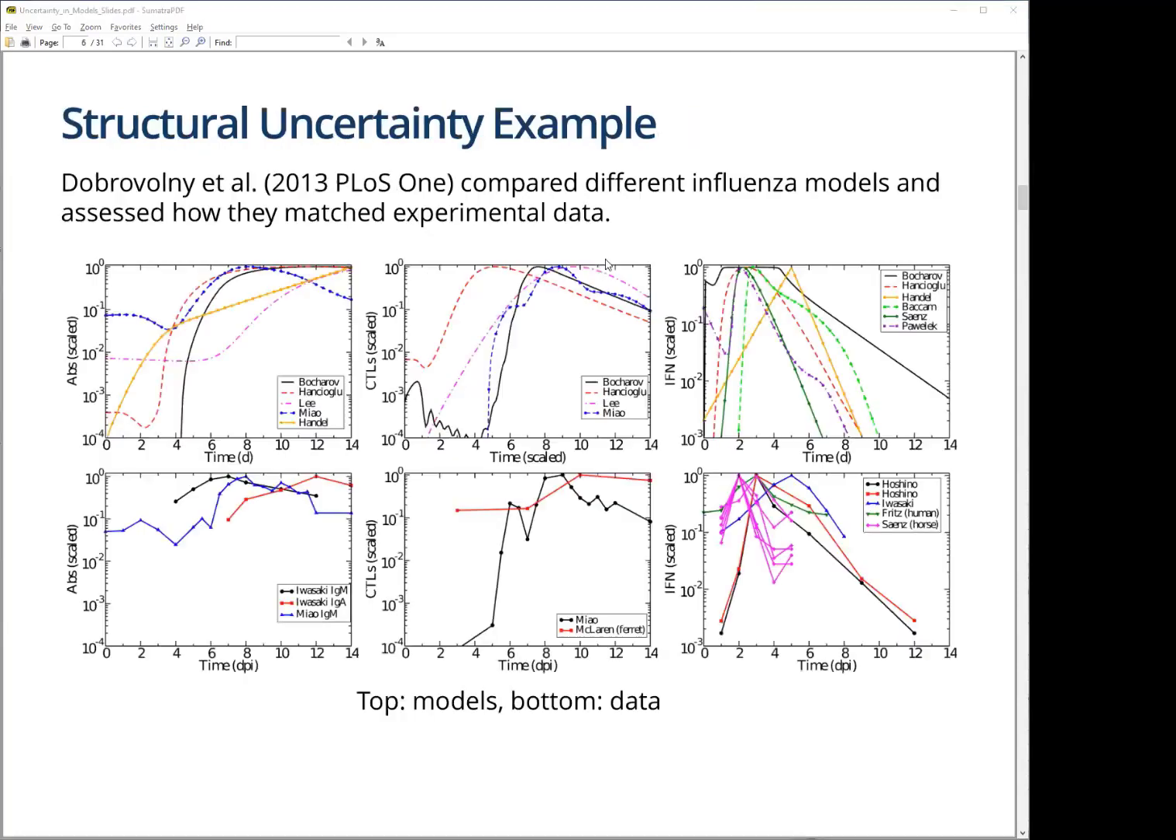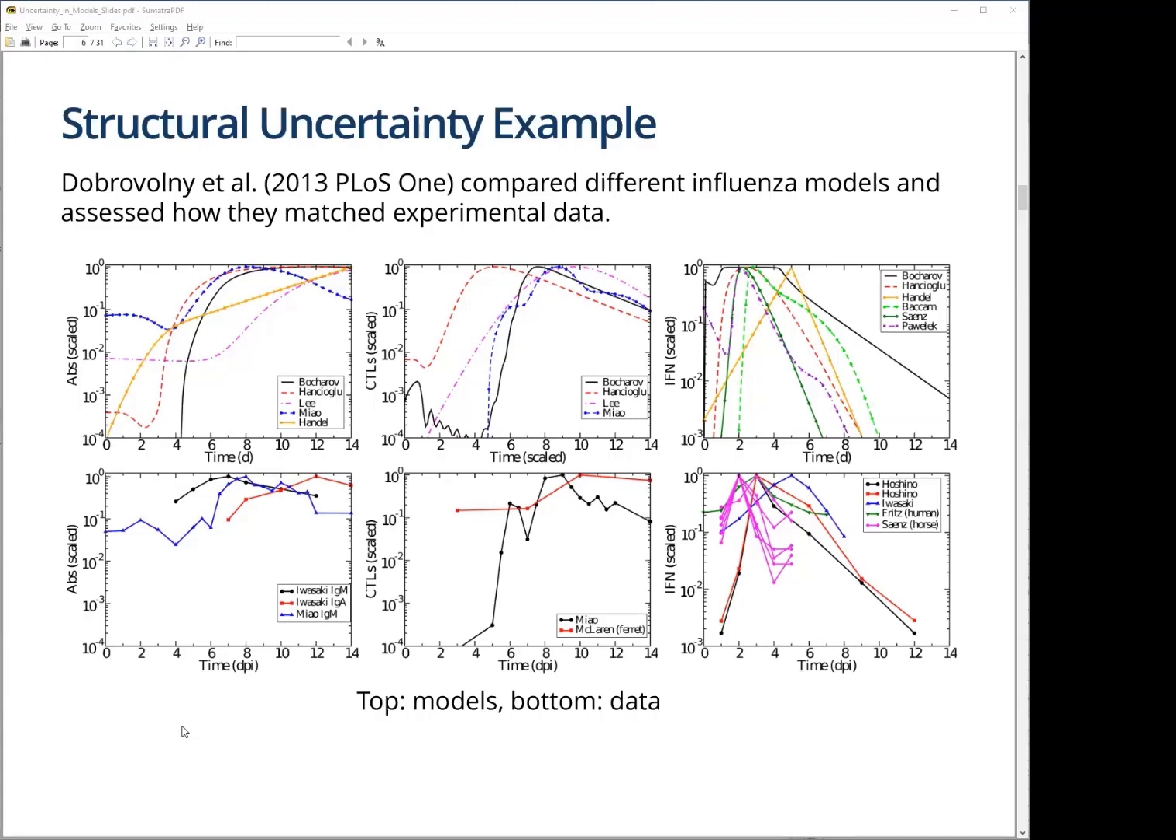Here's an example from a paper that I thought was a really nice one. What they did here, they did not themselves build models, but they pulled other people's models, and these were all models for influenza. And those models were developed for different purposes. They included and excluded different things. None of these models were the same. And they actually compared them to data.